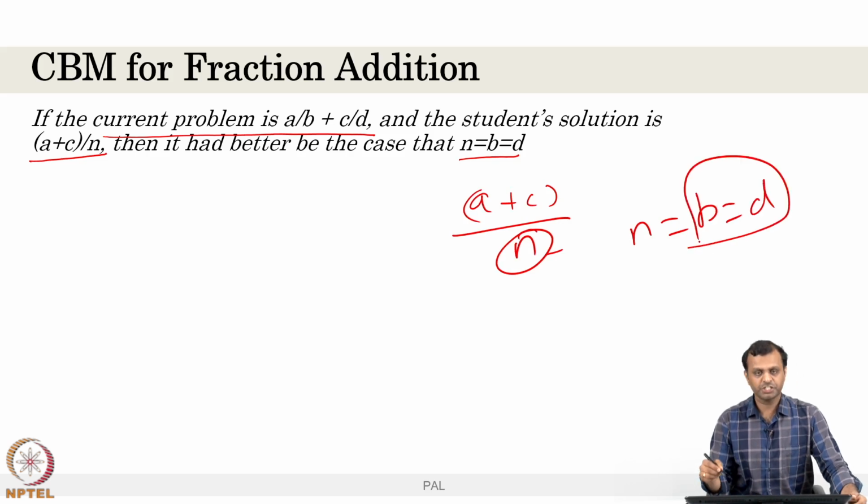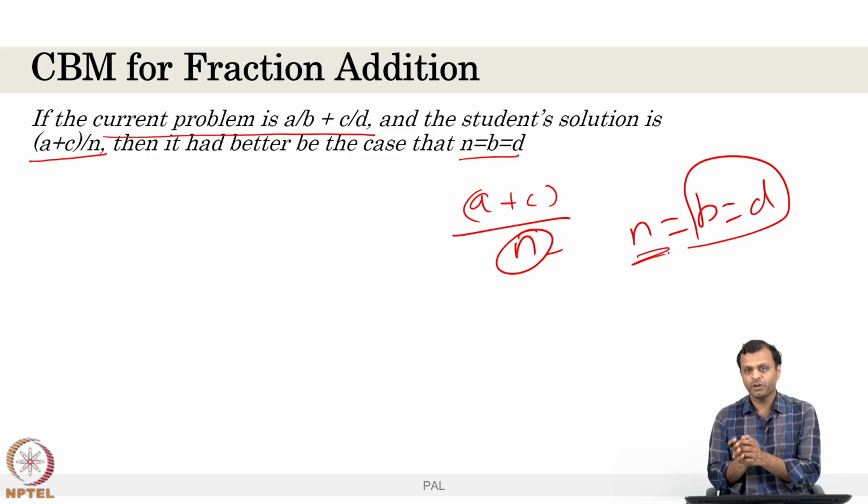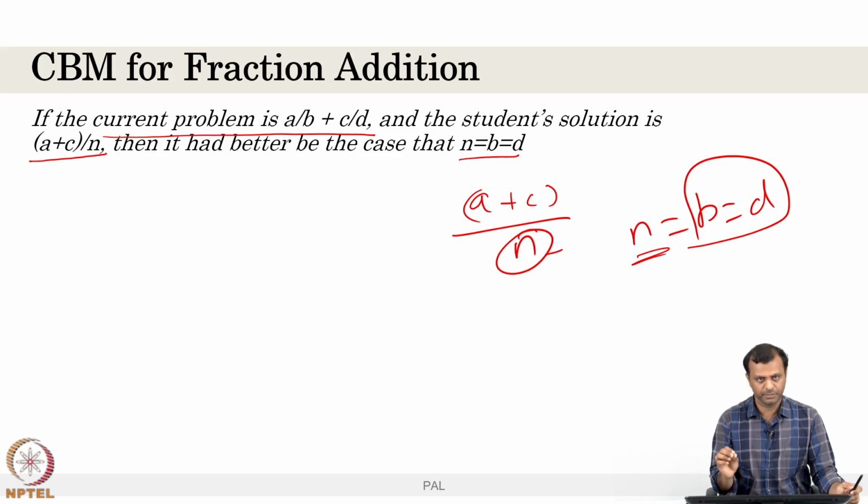So now the question is, if the common number is not equal to b and d, you can trigger the feedback. If the student is not entering this answer, you can trigger the feedback. That's all. The constraint is very simple. If you want to add up fractions, then there's a condition you have to satisfy.